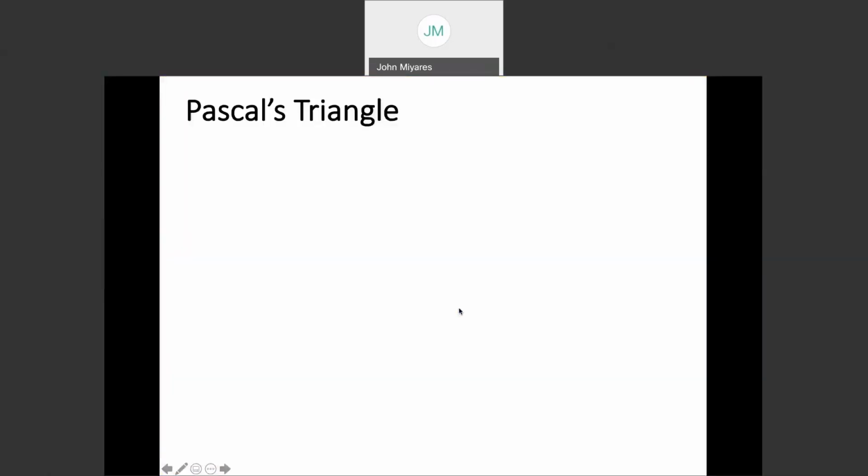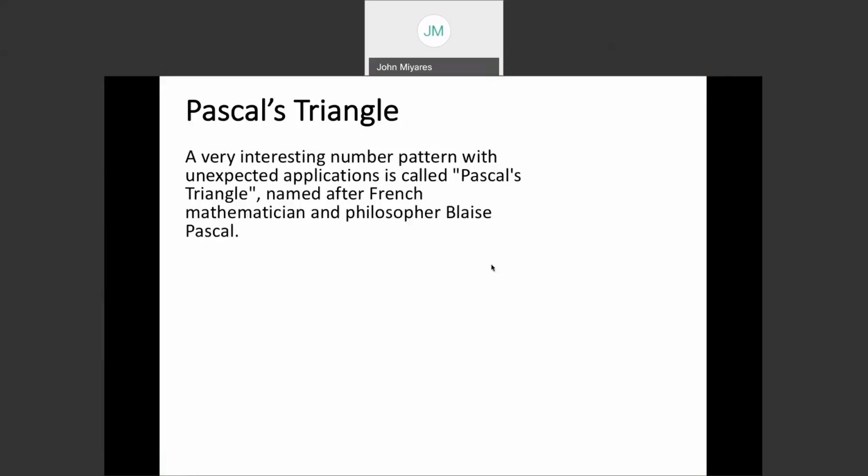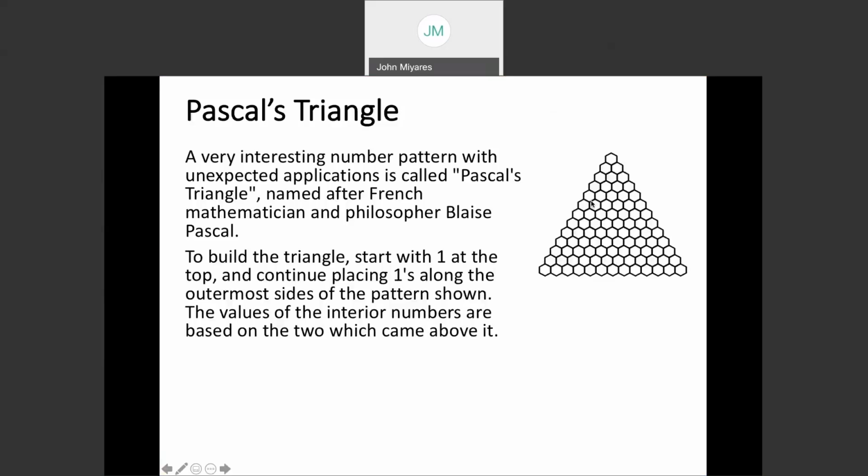This material that I'm about to present is taken from the top of the notes packet from Pascal's triangle. A very interesting number pattern with unexpected applications is called Pascal's triangle, named after French mathematician and philosopher Blaise Pascal. To build this triangle, we start with the number 1 at the top and continue placing 1s along the outermost diagonal sides as in this pattern shown here.